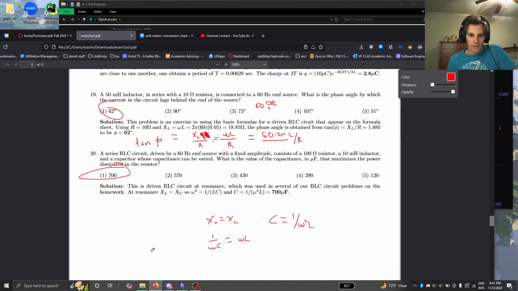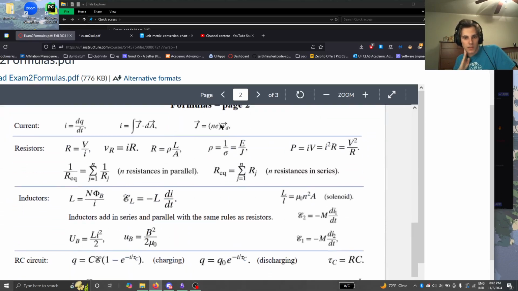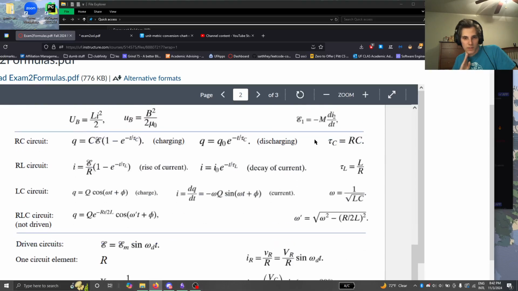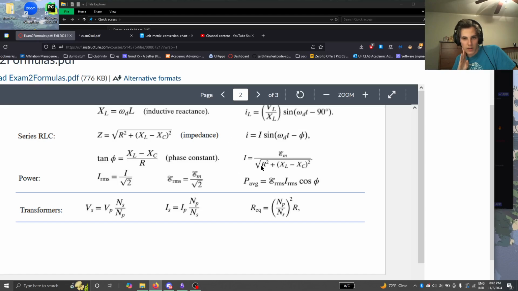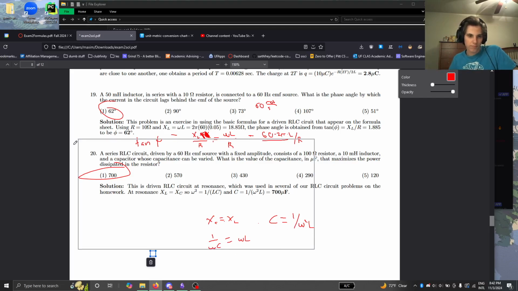And then finally, here, maximizing the power. Basically, to maximize the power, you just have to maximize the amps. And in order to do that, you want to minimize this denominator, which means you make this equal to 0. XL equals XC. You solve it.